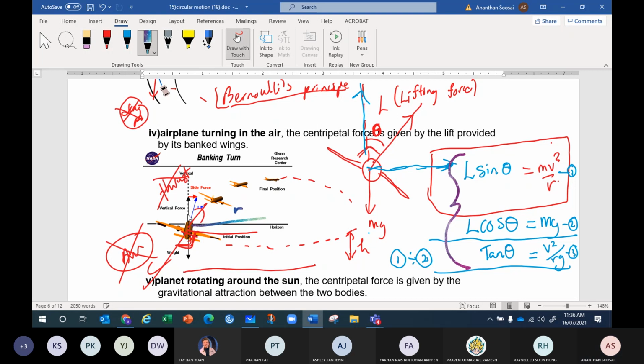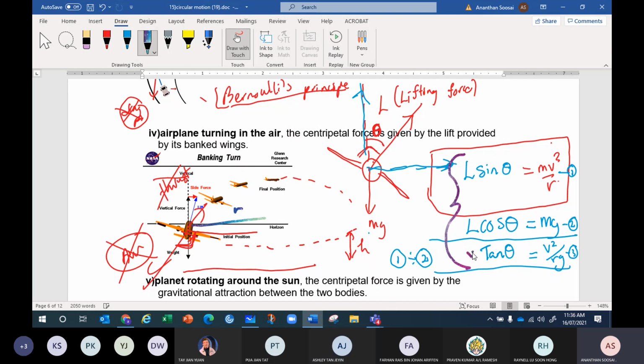Anyone? Anybody? Yes, good, increase. The theta will increase. Based on which equation? 1, 2, 3. The third one. Very good, the third one.